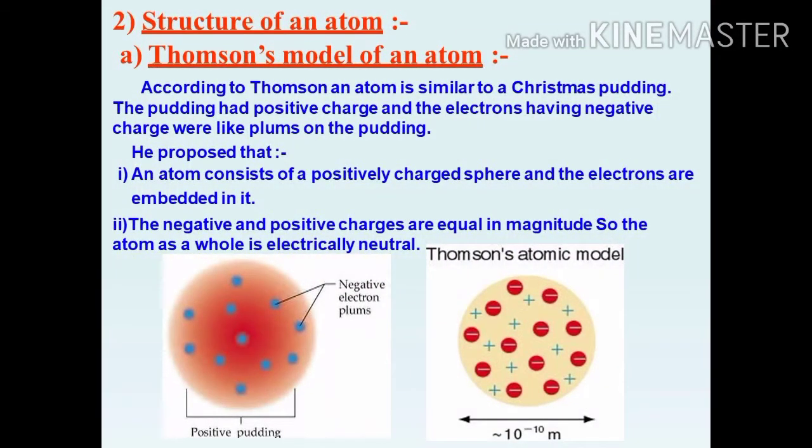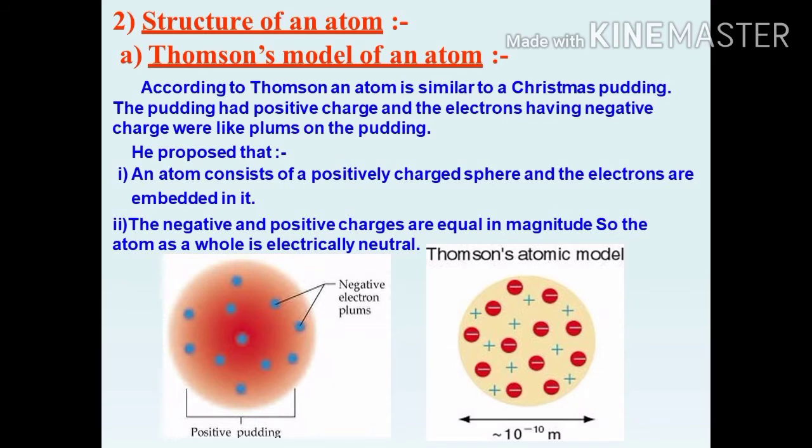Structure of an atom. First one is Thomson's model of an atom. According to Thomson, an atom is similar to a Christmas pudding. Do you know the Christmas pudding? The pudding had positive charge and the electrons having negative charge were like plums on the pudding. What is pudding? The cake items, creamy cake. On the creamy cake, people will keep some plums. So he is saying the atom is similar to the Christmas pudding.